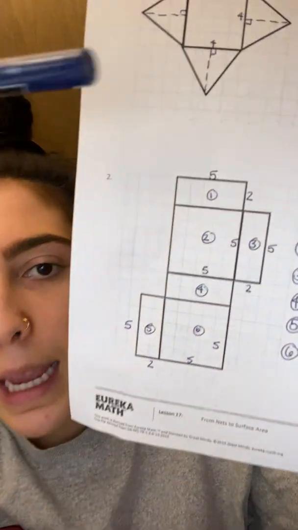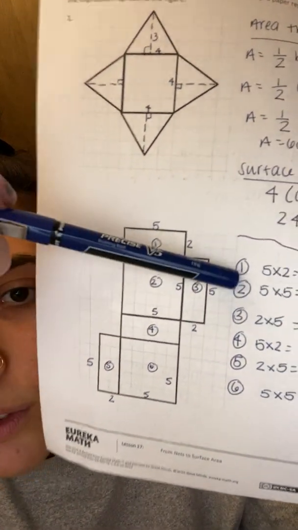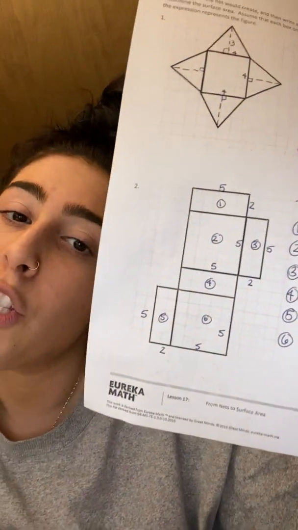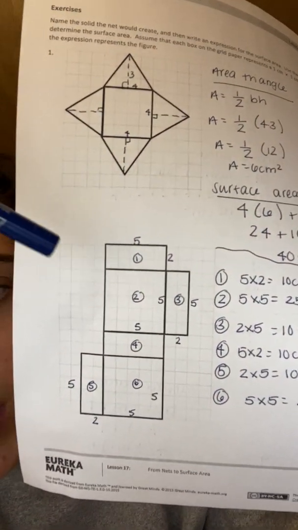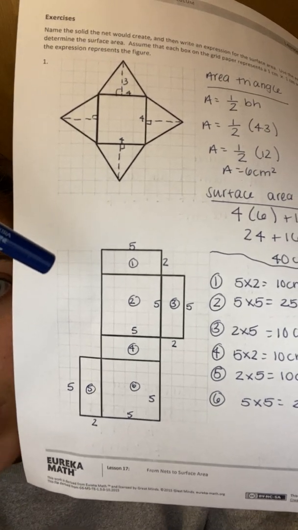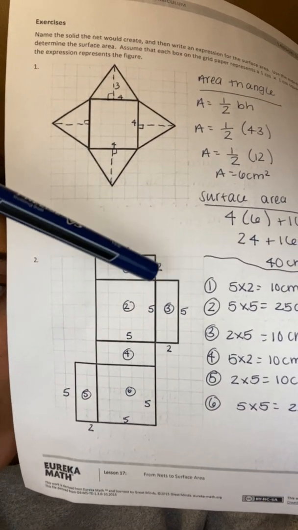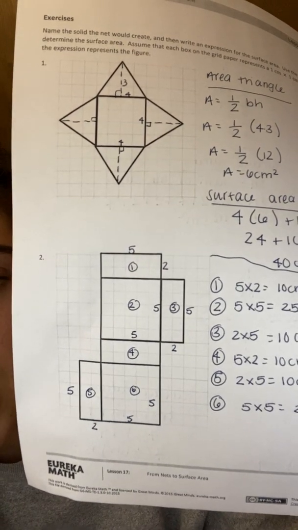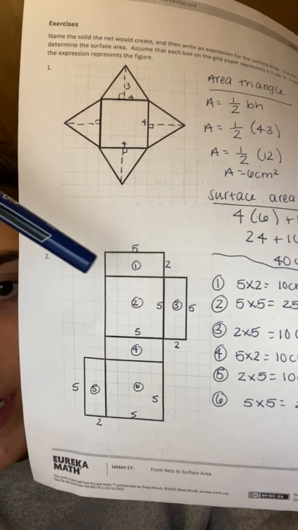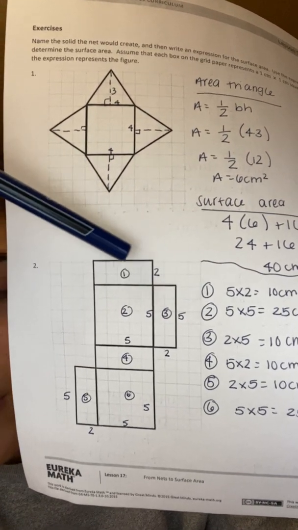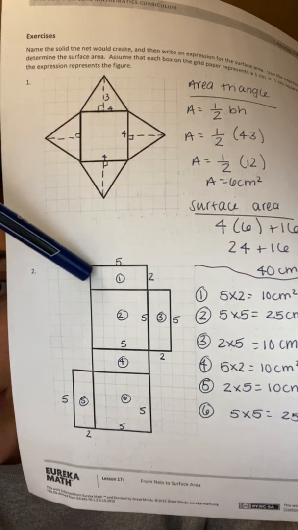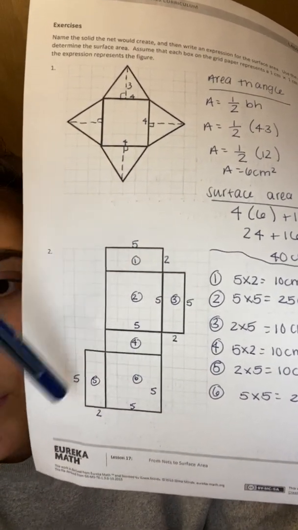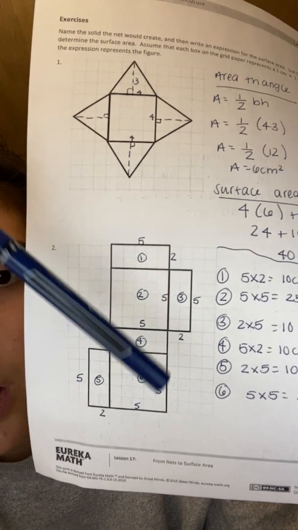So I went ahead and I labeled my boxes. I have 1, 2, 3, 4, and then 5 and 6. So I counted my boxes for this one, and I know that these dimensions are all going to be the same. So I counted 1, 2, 3, 4, 5 boxes for my length, and then my width I counted 1, 2. And that's the same for this one, and this one. And these two are also going to be the same.